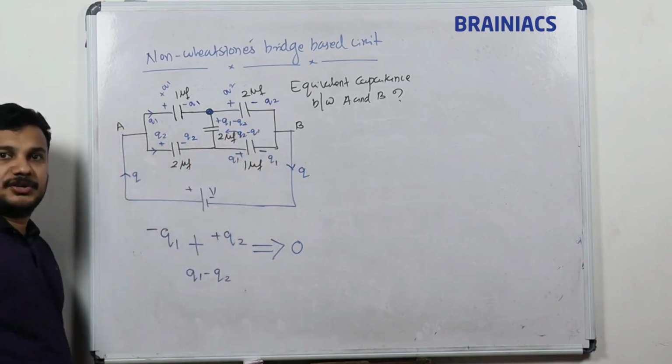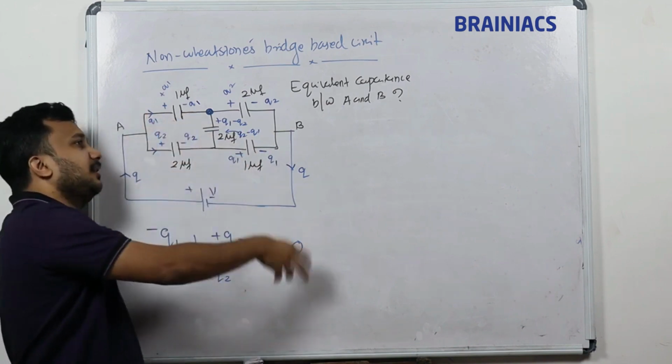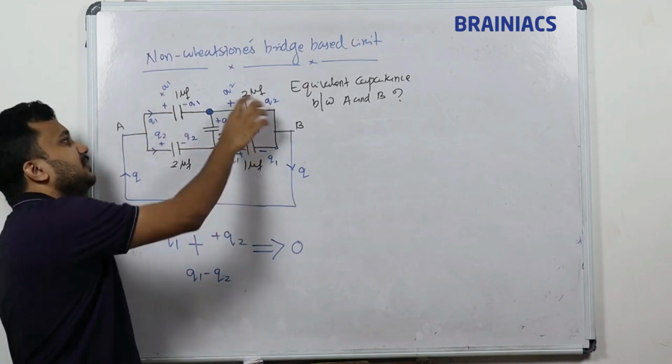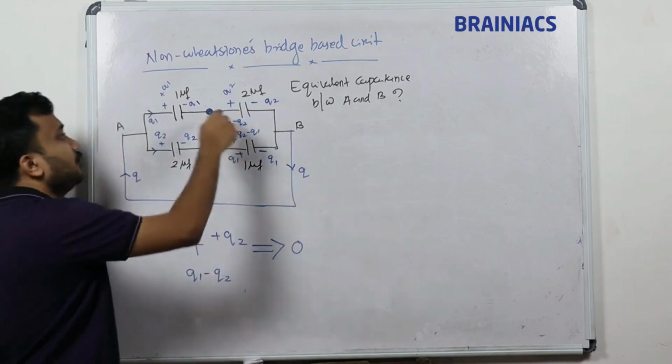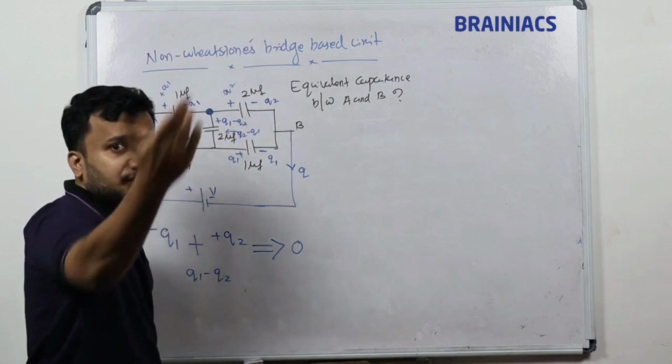So this is the circuit. Hope you understood that Q1 will be here and Q2 will be here. This side is positive, this side is negative. But the middle one, how should I mark the middle one? I know the total current will be equal to 0. Total current equal to 0 means total charge is equal to 0.